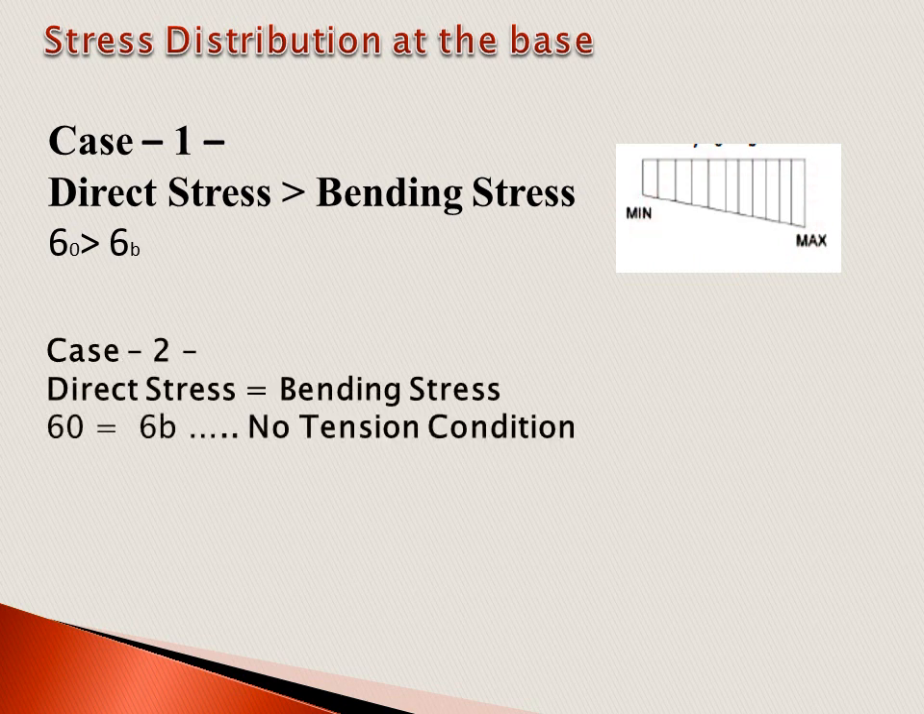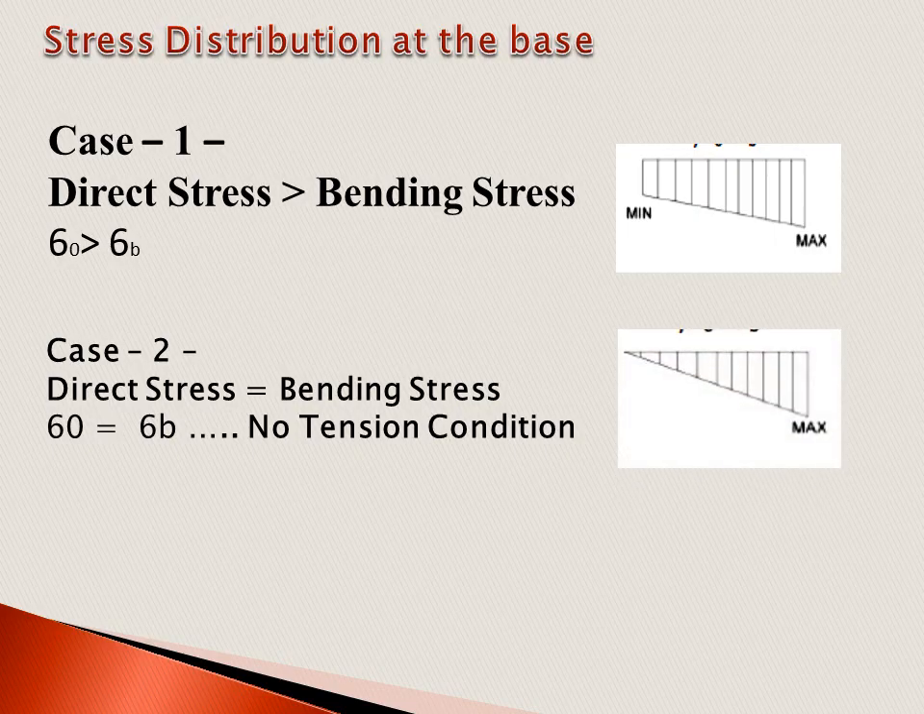Case 2. If direct stress is equal to bending stress, that is sigma 0 is equal to sigma b, the case is also called the no tension condition. Hence in the figure the sigma max is totally compressive in nature but the sigma minimum value is 0. Hence it is called the no tension condition. In the no tension condition, sigma minimum is always equal to 0. In both cases the nature of the stress distribution diagram is totally compressive.